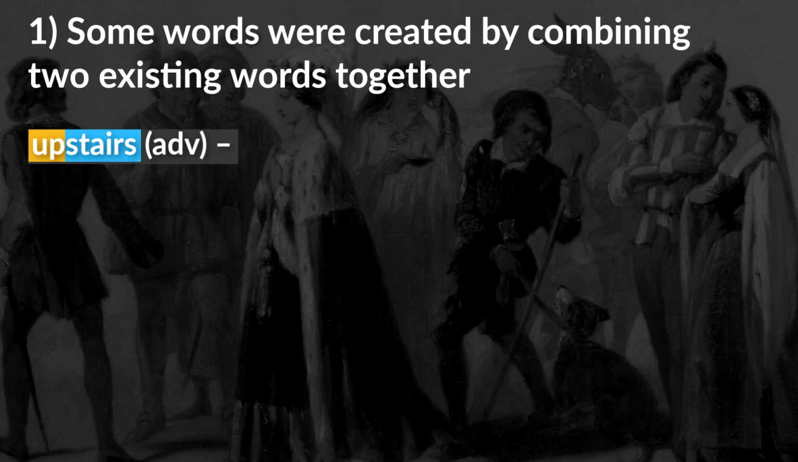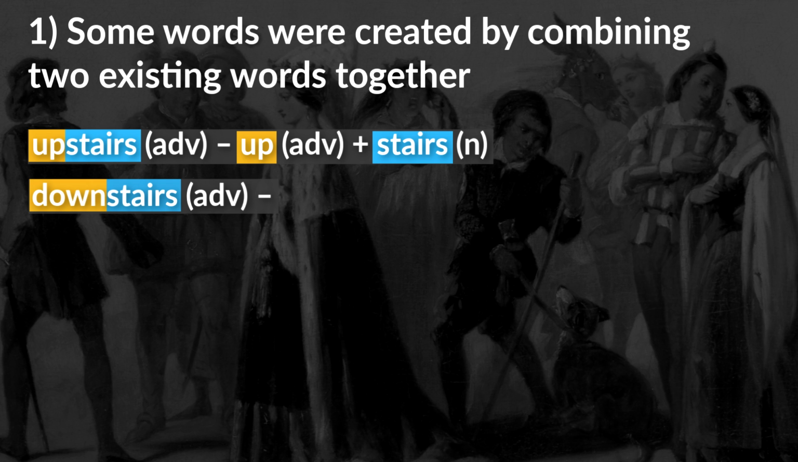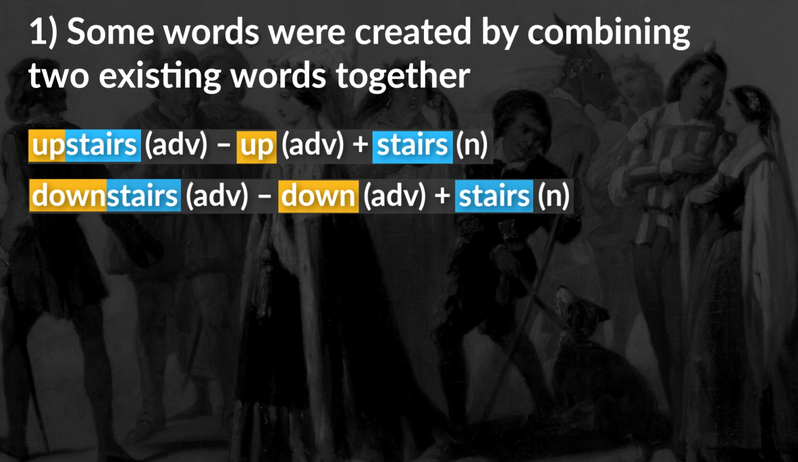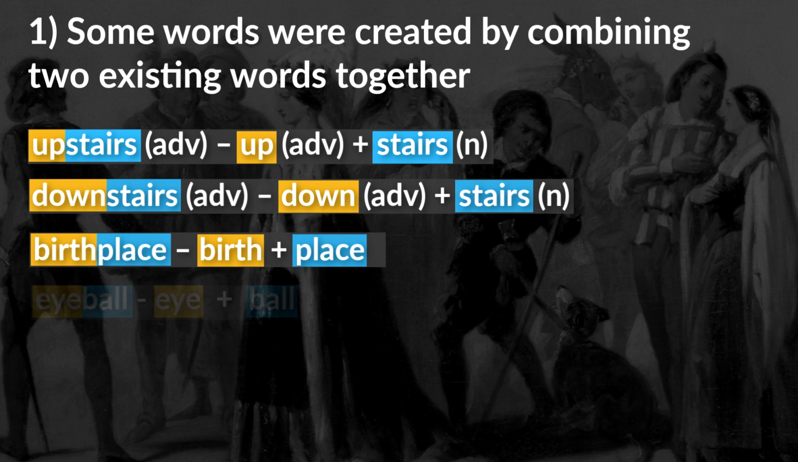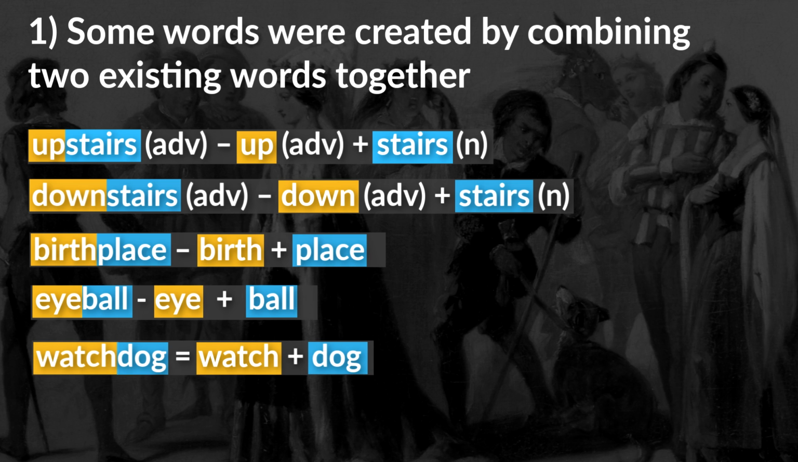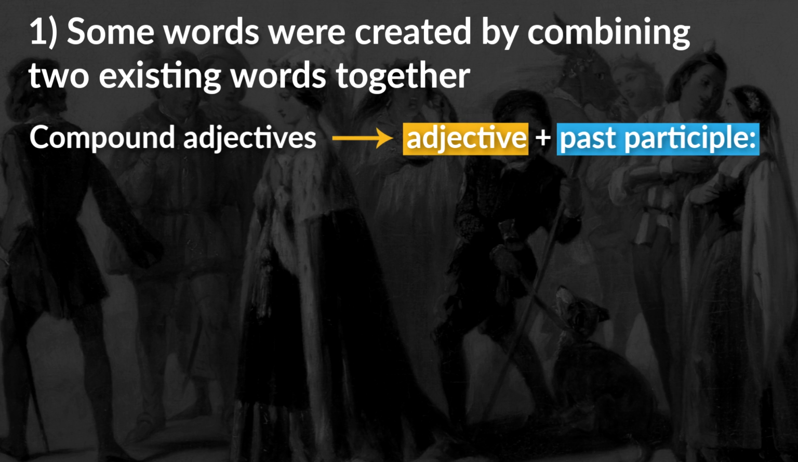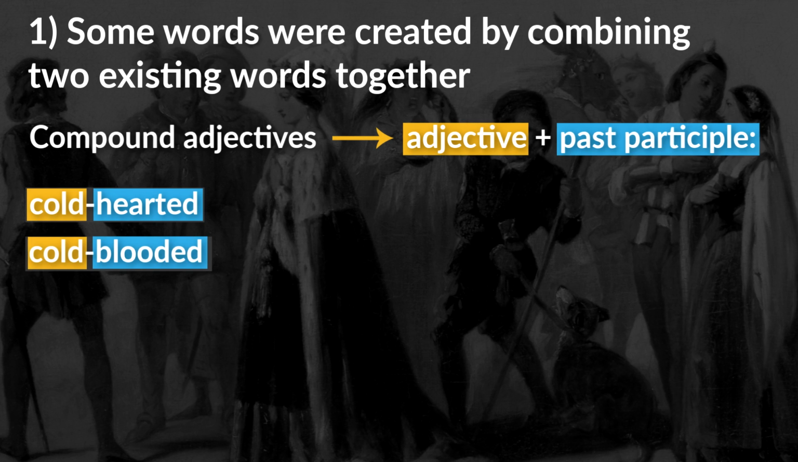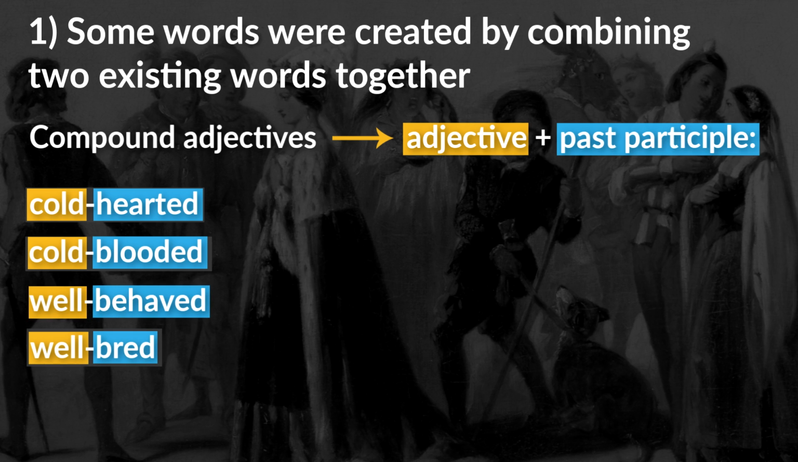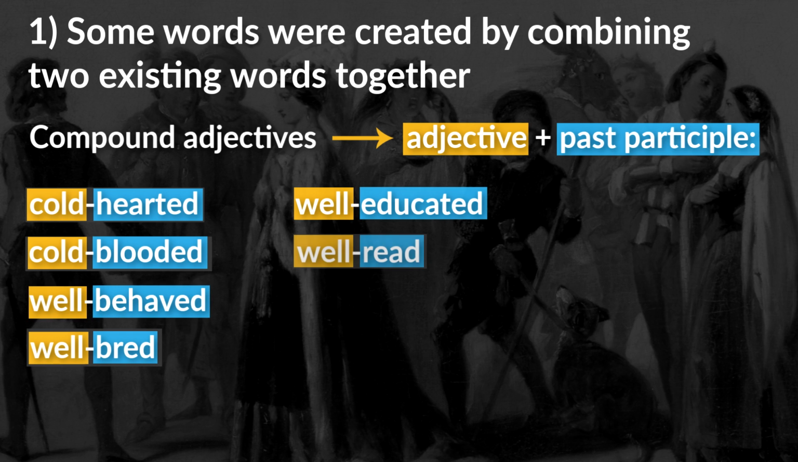The adverb upstairs is a combination of up and stairs. Similarly, downstairs is a combination of down plus stairs. Birthplace, eyeball, watchdog. Shakespeare introduced a number of compound adjectives consisting of an adjective and a past participle: cold-hearted, cold-blooded, well-behaved, well-bred, well-educated, well-read, ill-tempered.